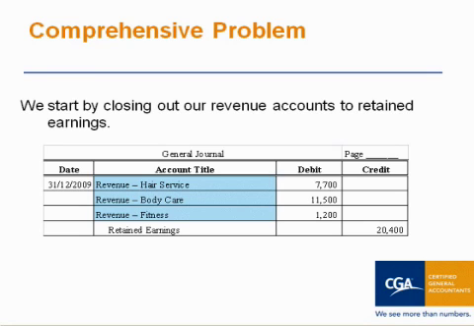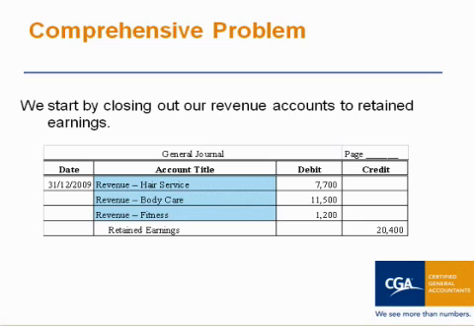So what does this look like? Getting your General Journal sheets out, we're going to start cleaning up our revenue accounts to retained earnings. So the date we're preparing this would be effective December 31st, 2009, and we're going to close out all 3 revenue accounts, care service, body care, and fitness.